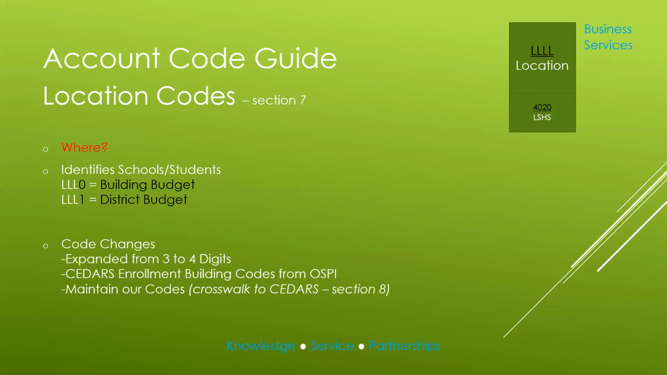Now, because we have to identify things down to the building level, we didn't want to mess up our building budget reports. So we've decided to use LLL0 for building budgets and LLL1 for district budgets. Now, if you're in a building, you're really only going to know the LLL0. That's what you've been using. But other programs, and especially human resources, we started using the LLL1 to get costs identified to a building without disturbing a building budget.